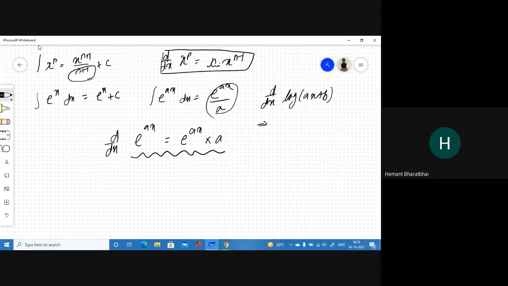So what answer you'll get is 1 upon ax plus b, where by chain rule the derivative of ax is a and the derivative of b is 0. So this is what you get. The coefficient which was there with the variable got multiplied.